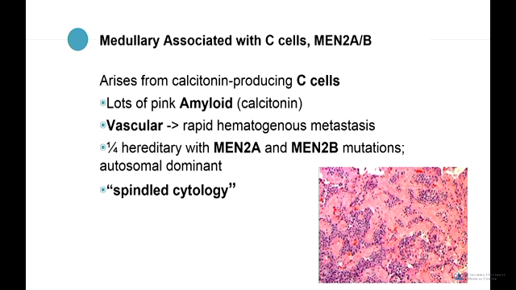One thing to know about it is that it spreads vascularly as opposed to lymphatically. So you're actually really worried about it spreading to other parts of the body, specifically having it go into your right heart and then to your lungs so it can seed your lungs. It's also associated with the MEN2A and MEN2B mutations. So think medullary carcinoma, think MEN2A, MEN2B, and think amyloid.